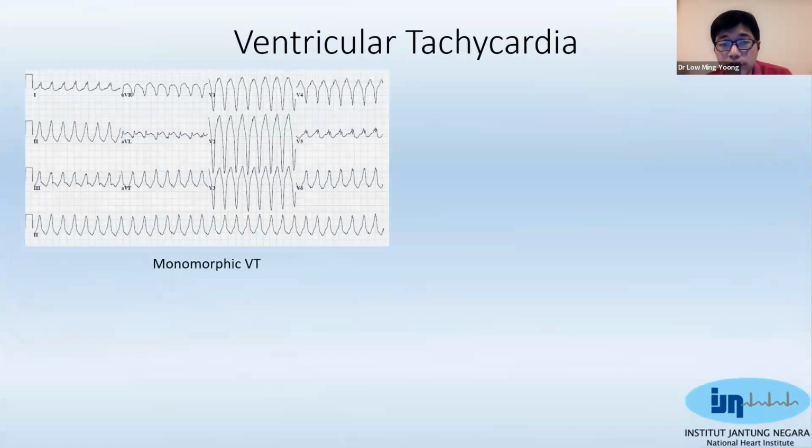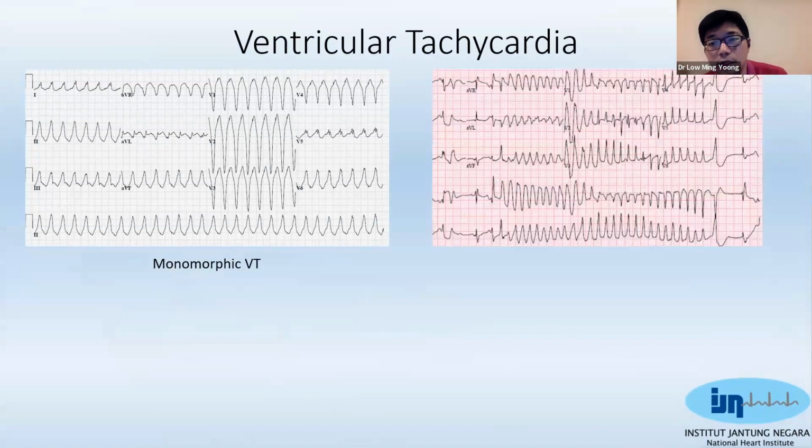So you have polymorphic and monomorphic VT. This monomorphic, I think most of us can see because the complexes are actually regular, okay? And this is a polymorphic VT. You can see that the complexes are changing. Some of us might call this torsades de pointes. It sounds very cool, but it actually is just a polymorphic VT. If you really want to diagnose someone with torsades, the criterion is long QT. You must have long QT. If you don't have long QT, you cannot say it's torsades, even though it has that undulating pattern. You just call it polymorphic VT. For all intents and purposes, it's polymorphic VT.